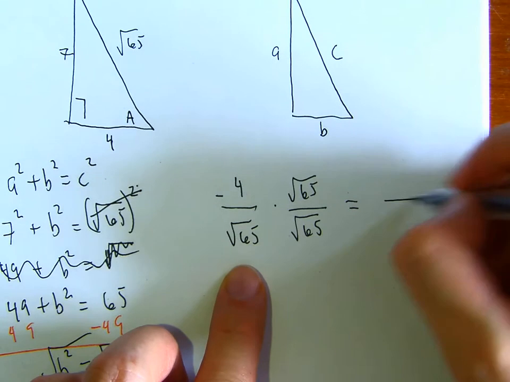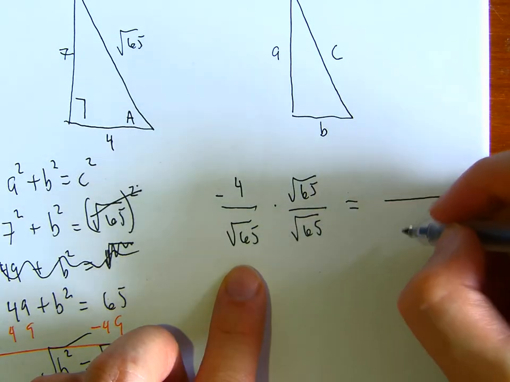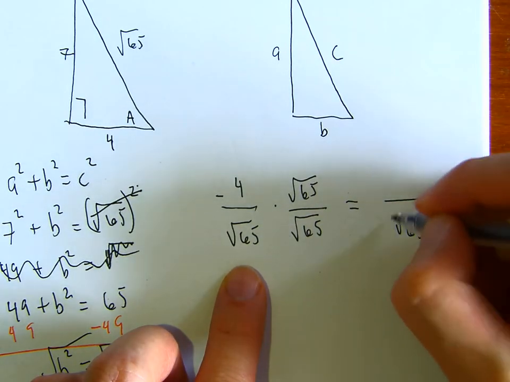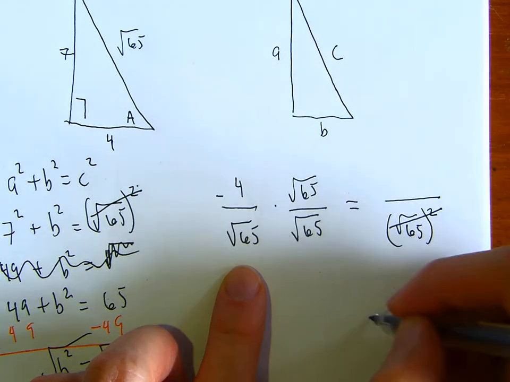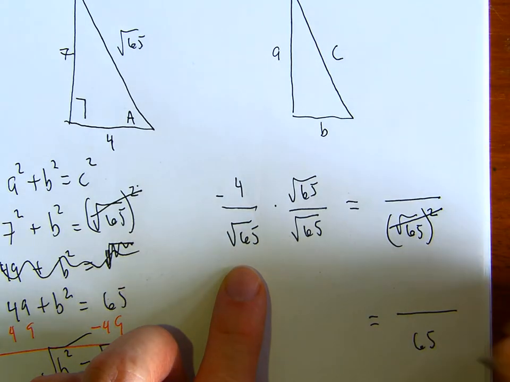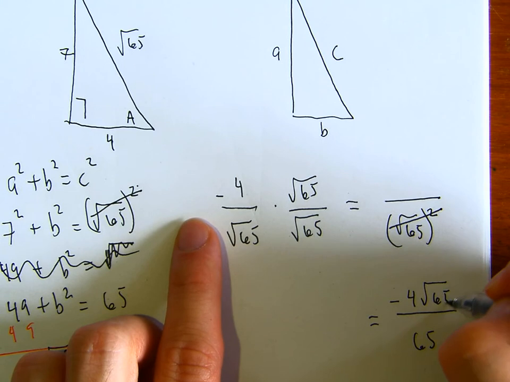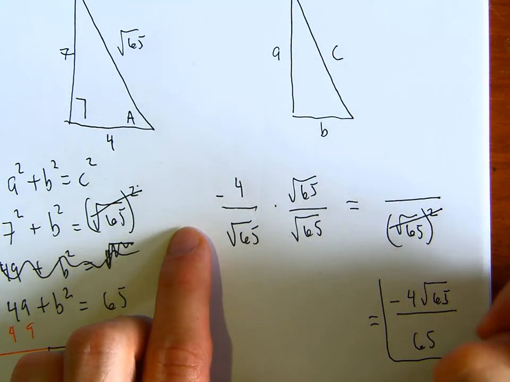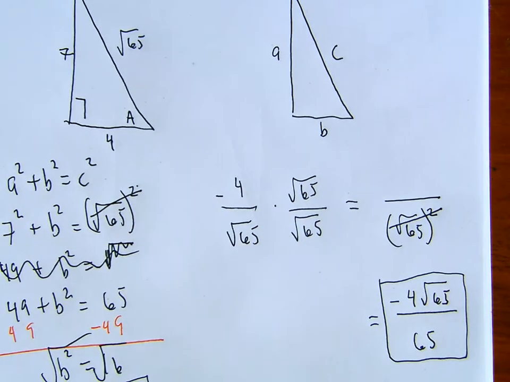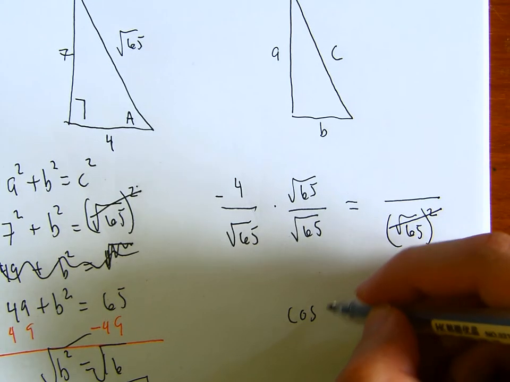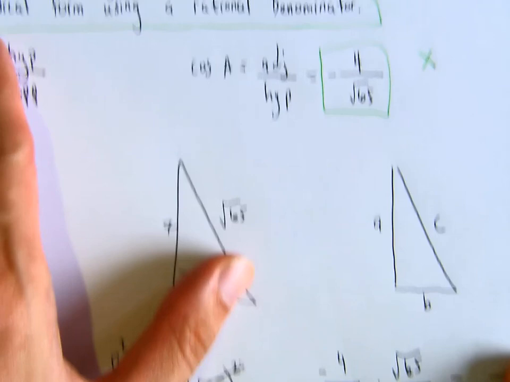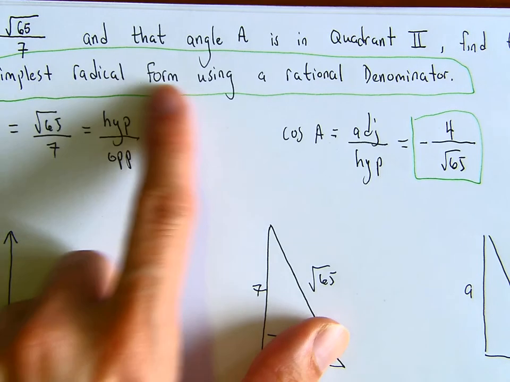So what happens on the bottom? This just becomes square root of 65, the whole thing squared, which cancels. So you're just left with 65 on the denominator. And what's left on top? Negative 4 radical 65. And this is your final answer for what cosine of A is in simplest radical form.